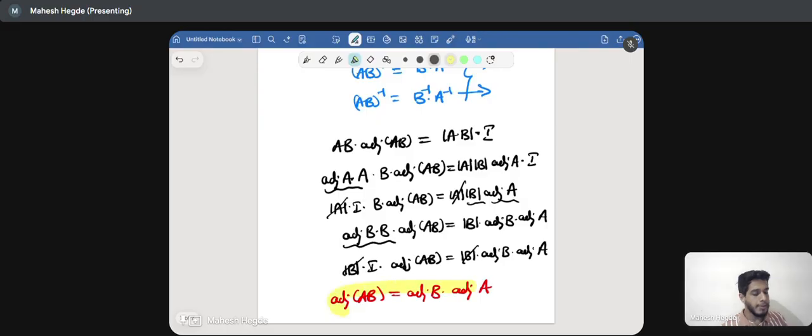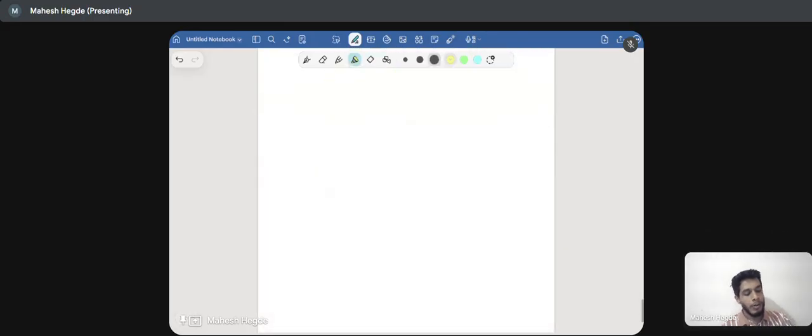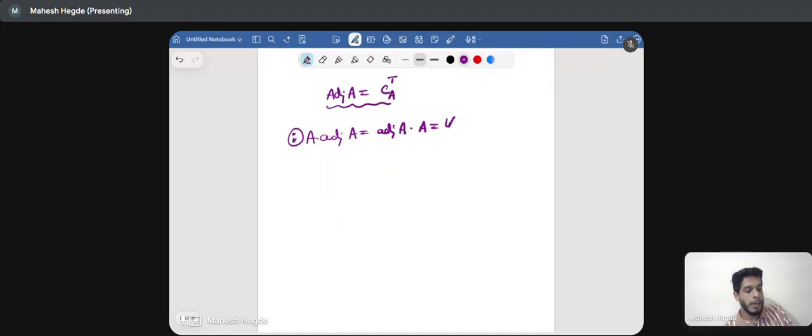So these are the six important results that we have observed in this session. I'm going to write these things down one last time so that you can remember. The first, basic property of adjoint was that adjoint of A was defined as the transpose of the cofactor matrix. This was the very basic thing about adjoint. Next, we had started seeing the results. The first result was A into adjoint of A is equal to adjoint of A into A is equal to determinant of A into identity matrix. This was the first result.